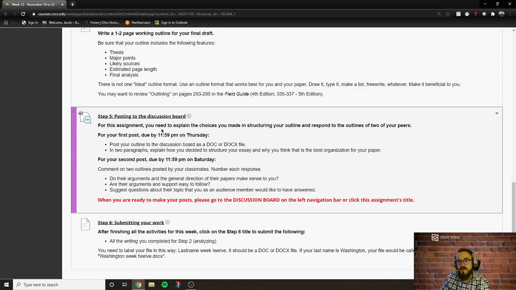For step 5, you're going to post to the discussion board. Your first post is due by 11:59 on Thursday. I'd like you to post your outline to the discussion board, and in 2 paragraphs, explain how you decided to structure your essay and why you think that that is the best organization for your paper.